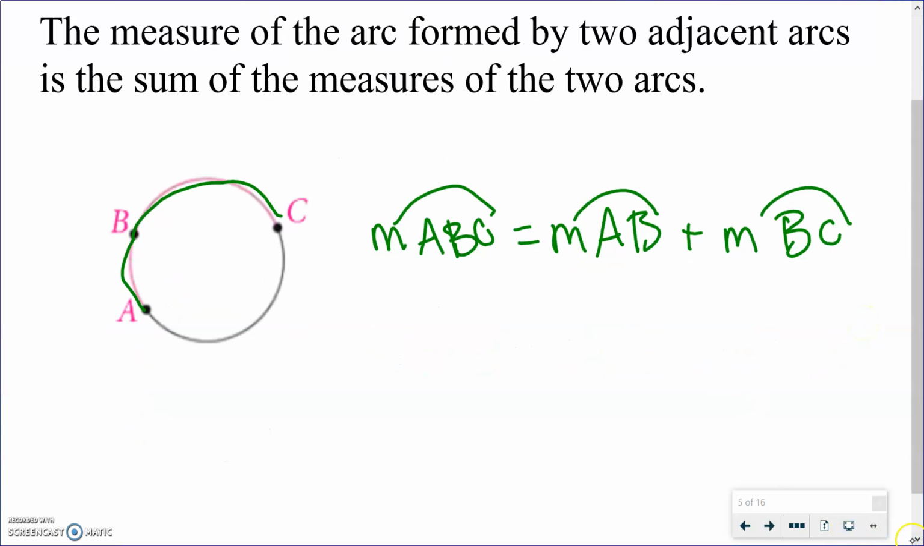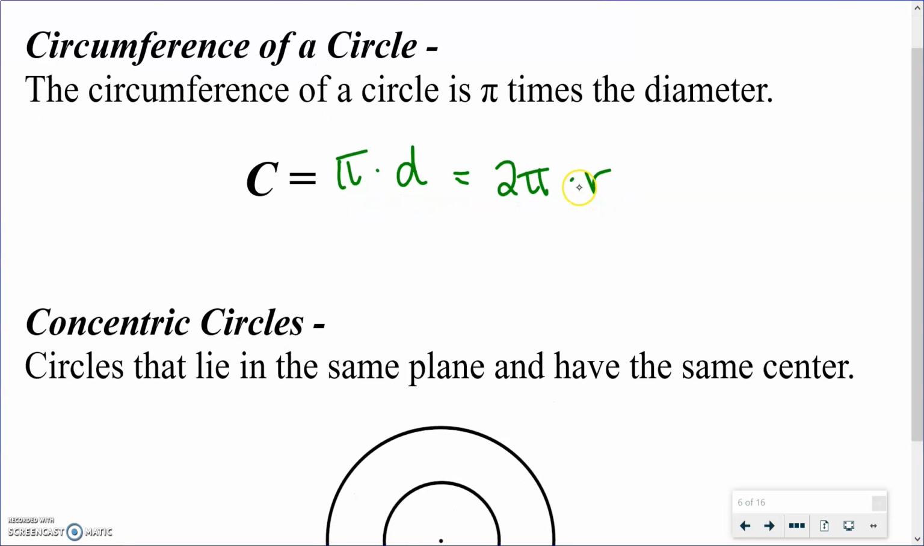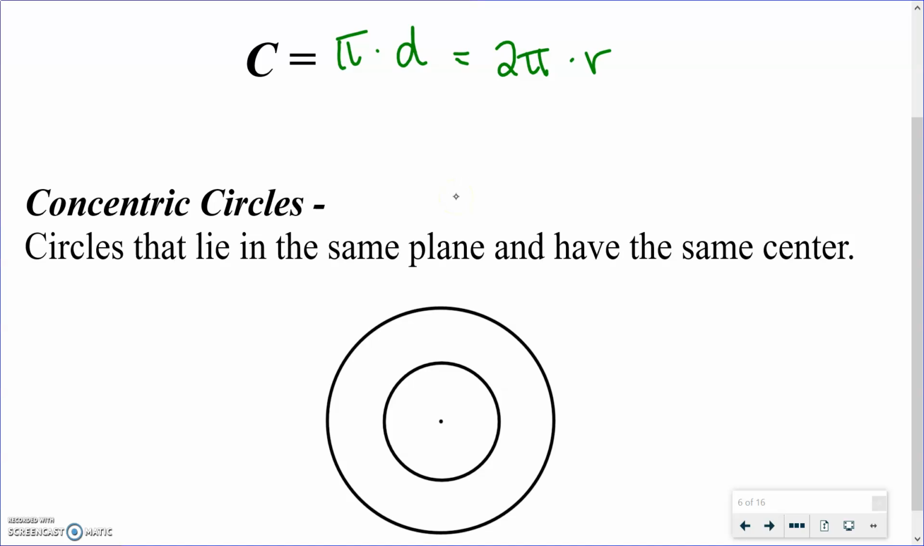Okay. All right, moving on. To find the circumference of a circle, we do pi times the diameter, or we can think of it as 2 pi times the radius, either way. Okay, so concentric circles are circles that lie in the same plane and have the same center. So they have the same center point, but they're two different circles. One's bigger and one's smaller, otherwise they would be the same circle.